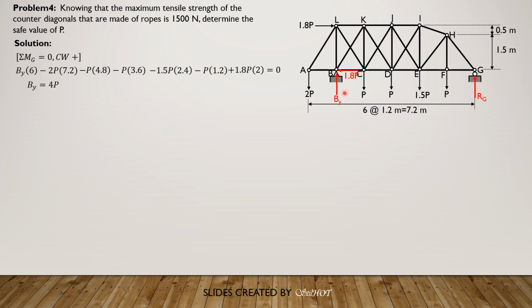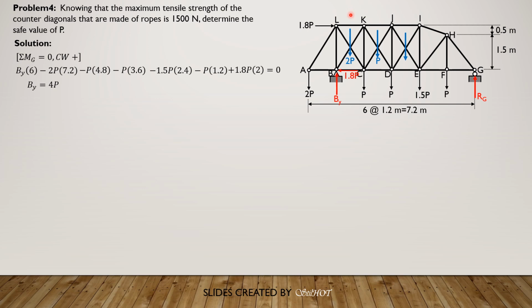So if By is 4p, then the shear here should be 2p downward, because we already have 2p here. So 2p downward, then 2p minus p is p downward, then p minus p, we have zero shear in this panel here, DE. So the most critical panel is panel BC because it has the greatest panel shear.